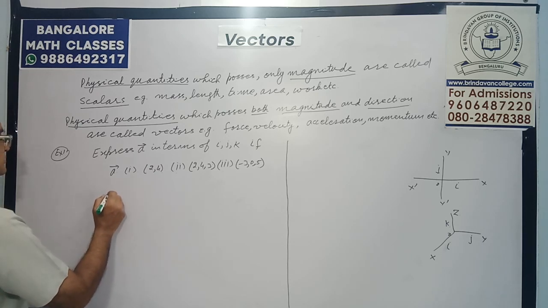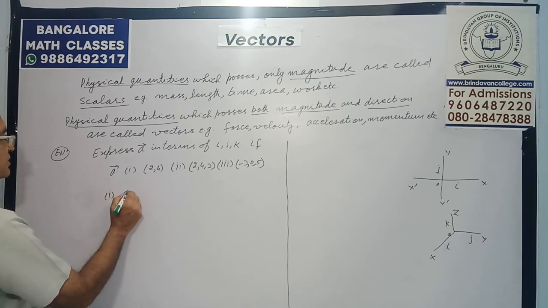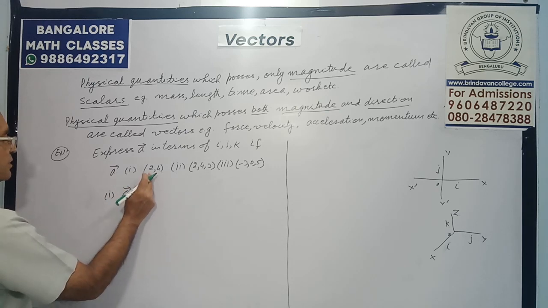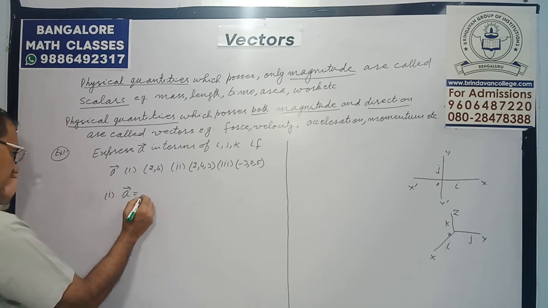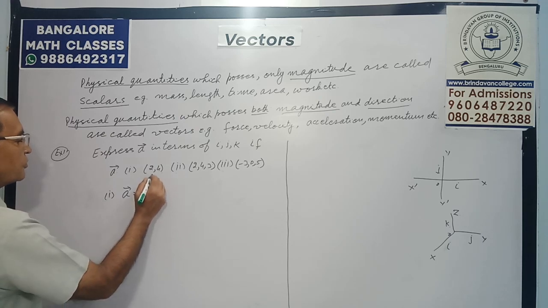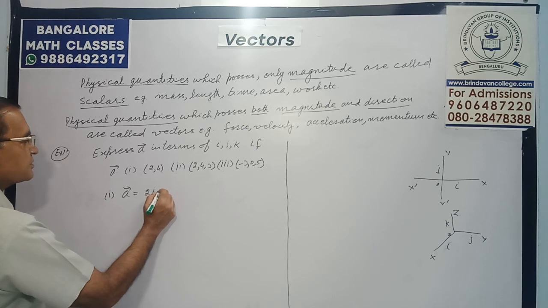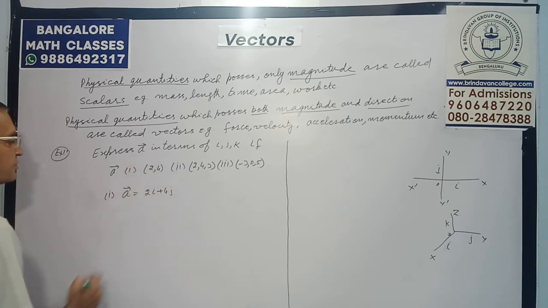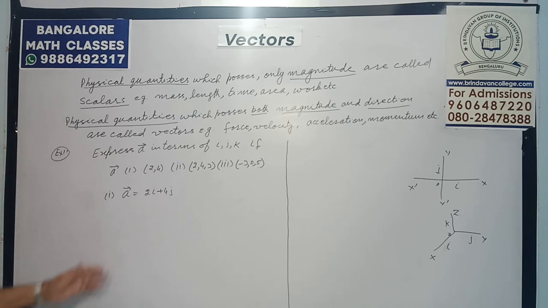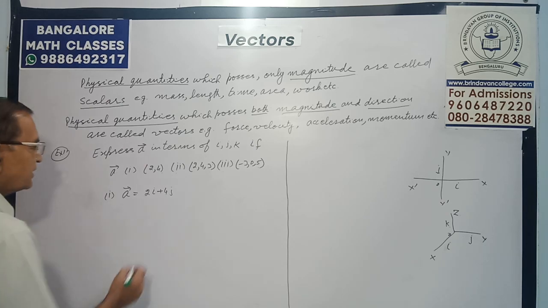First part: the A vector will come out to be, it's two dimensions, x and y: 2 for x multiplied by i plus 4 multiplied by j. So that is how you are supposed to represent the vector if the coordinates of the point are given. We call it a position vector.